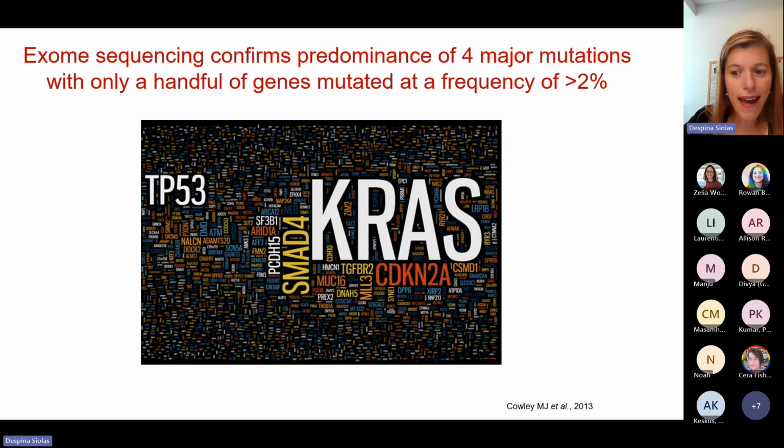Now, when we look at the genetic landscape of pancreatic cancer, this figure, although it's a beautiful word plot depicting where the font size of each word corresponds to the frequency of the mutation, is more than 10 years old. We've known for quite some time that this is a tumor that's dominated by KRAS mutations followed by p53.